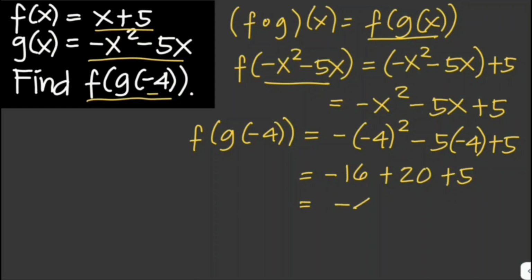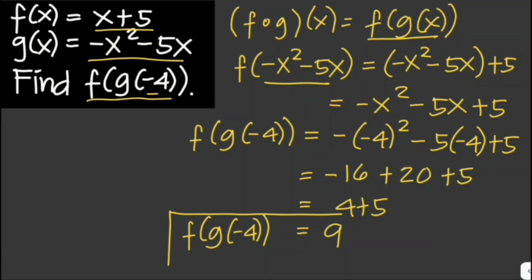Negative 16 plus 20 is positive 4, plus 5. And this is equal to 9. Therefore, f of g of negative 4 is just equal to 9.